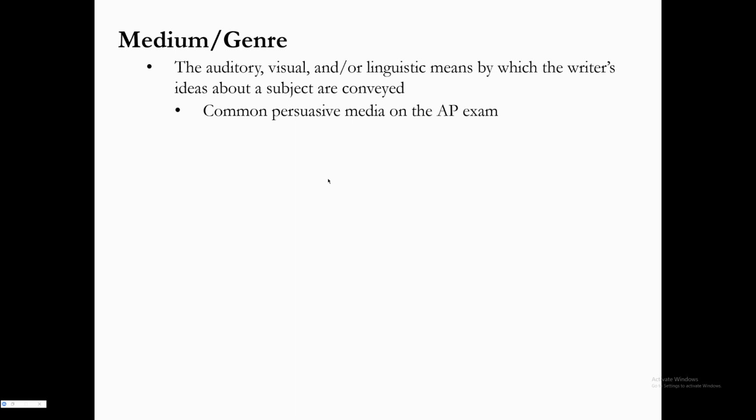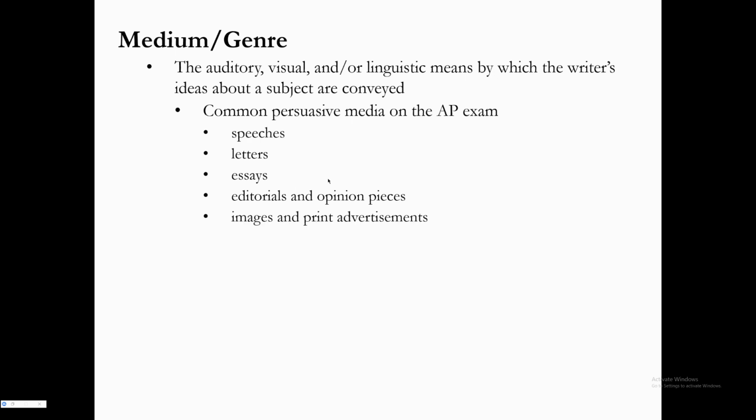So here are some media, being the plural of medium, that you might see on the AP exam. You'll see speeches, written versions of speeches, of course. You could see letters. You could see essays. You could see editorials and opinion pieces, so rhetorical acts or works in the genre category of journalism. You could see images and print advertisements, especially in that synthesis question, the first free response question in part 2 of the test.